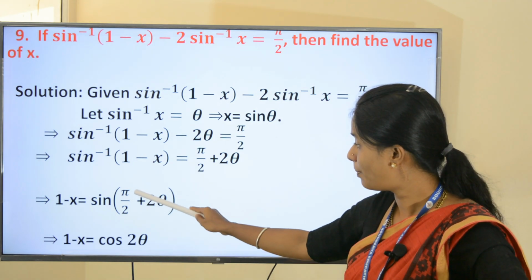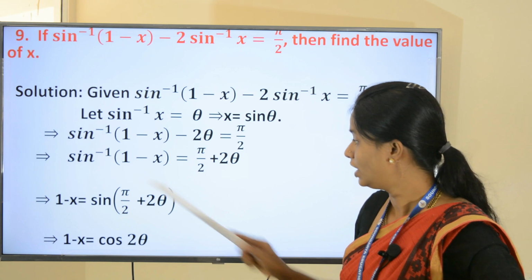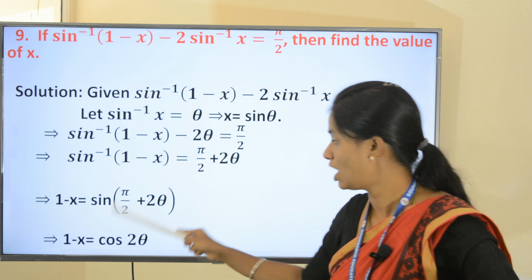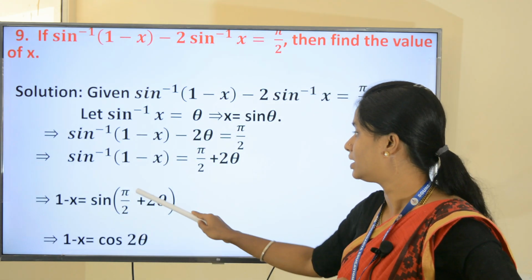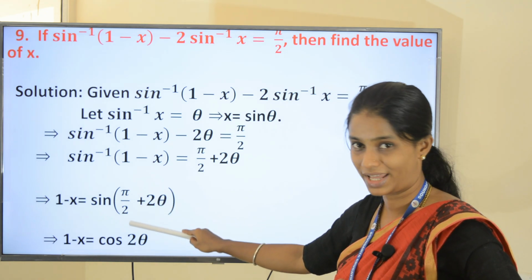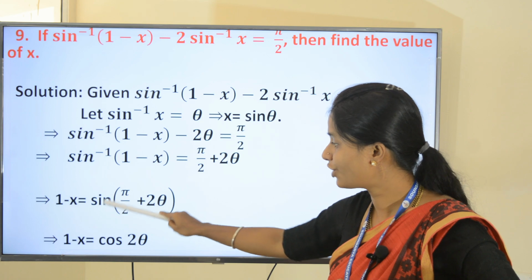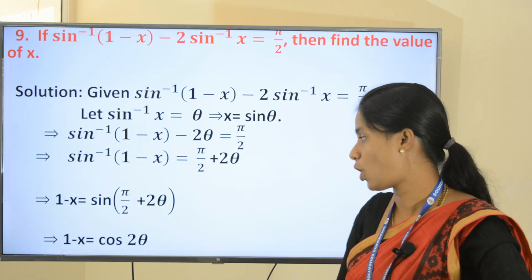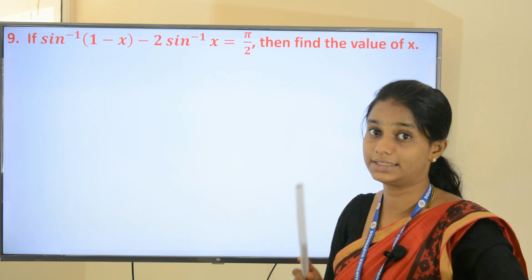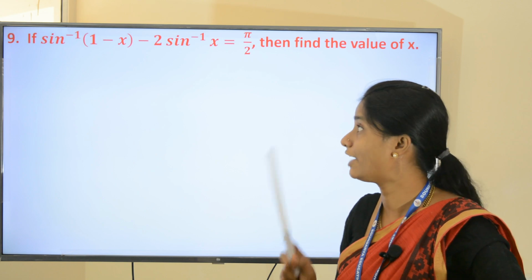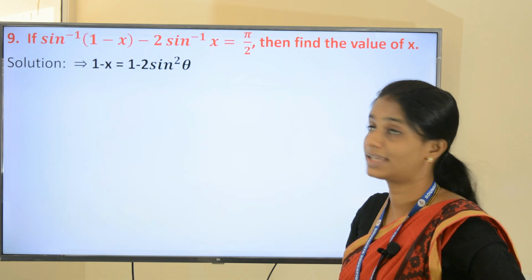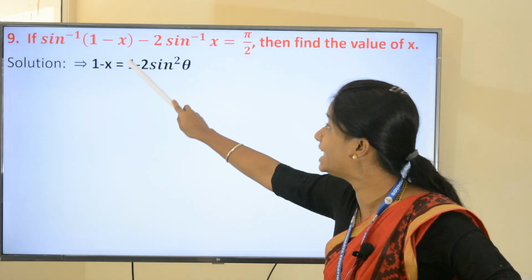Once again I'll repeat, pi by 2 plus 2 theta lies in the second quadrant. In the second quadrant, sine trigonometric function is positive. But in the allied angle format, when the angle lies in the y coordinate, pi by 2 lies in the y coordinate, so at that time the sine trigonometric function changes to cos. So that is cos 2 theta. So now 1 minus x is equal to cos 2 theta is the left out expression, isn't it? So 1 minus x is equal to cos 2 theta.